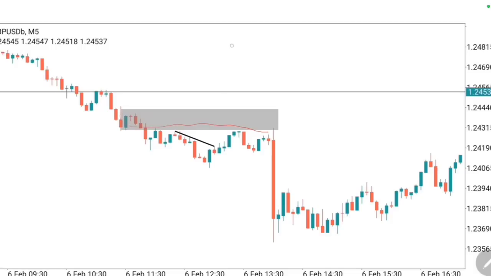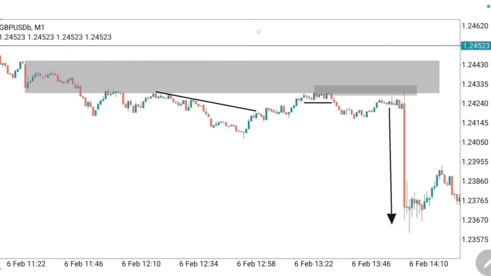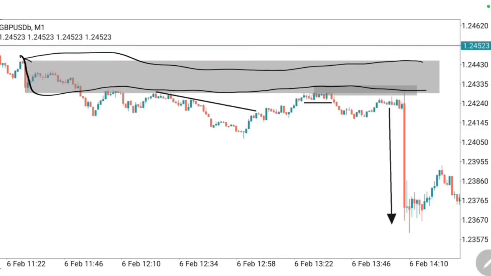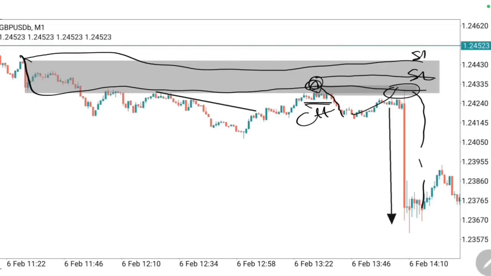The zone is clear on a 5 minutes time frame, and we step down to the 1 minute time frame. On the 1 minute time frame, you can see how this worked out. The market tapped into the zone, broke down, gave us a change of character, and then came back into the zone and sold right there.